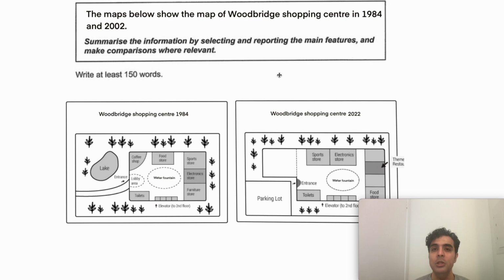But remember, you need to adjust the level of detail you include. So, for example, if you think there are a lot of changes, then you might want to bundle them together into fewer sentences. But when there are fewer changes that are observable in the maps, then you want to focus on describing those changes with as much detail as possible in order to help you reach the word count.